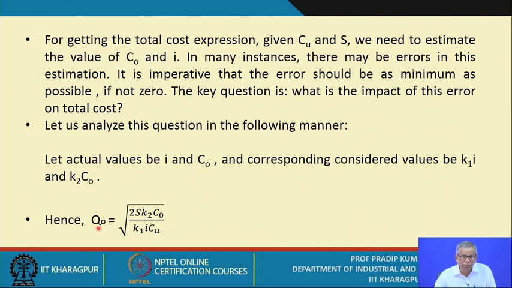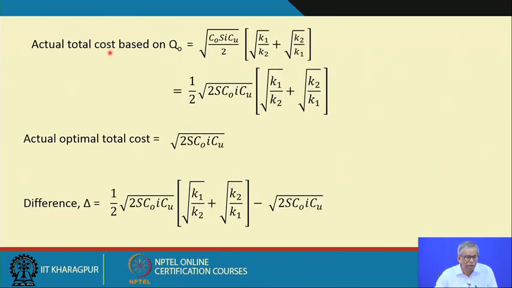Obviously, the order quantity which we will compute is given by root over 2 S k2 CO by k1 I CU. Is it okay? Now the actual total cost based on Q. Obviously you have a general total cost expression, and ultimately you get this expression. My suggestion is that you substitute all these values and check whether you are getting this expression or not.